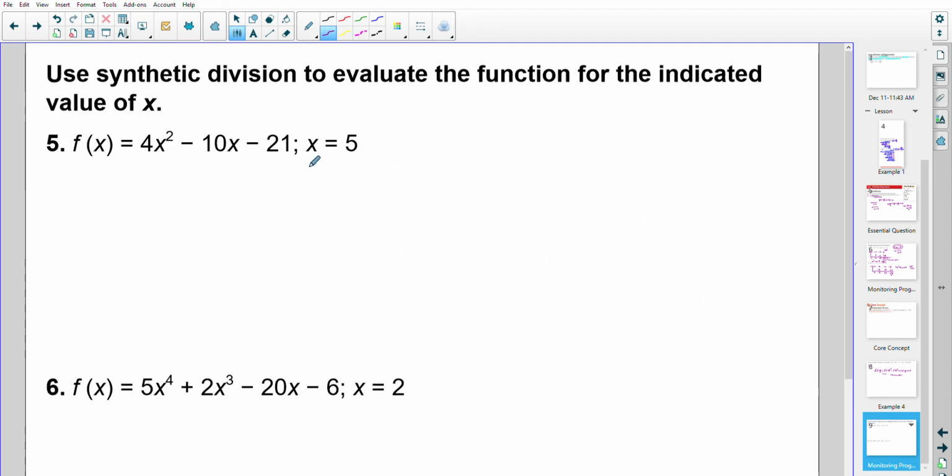Be careful. This says x equals the number. It's not a factor. So I would just find out what is f of 5 or what is f of 2, either by substituting in or by using synthetic division.